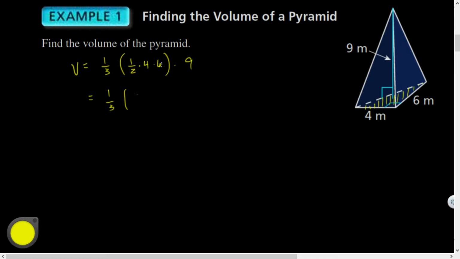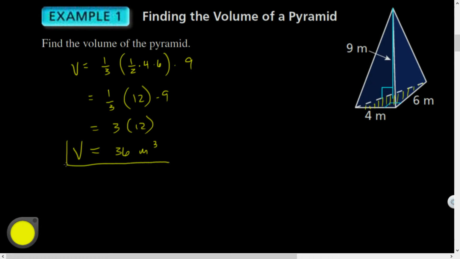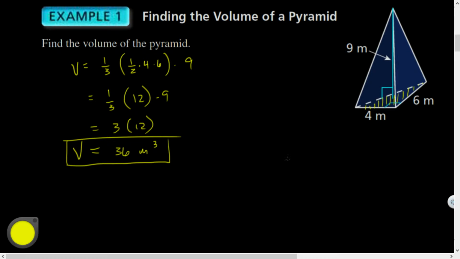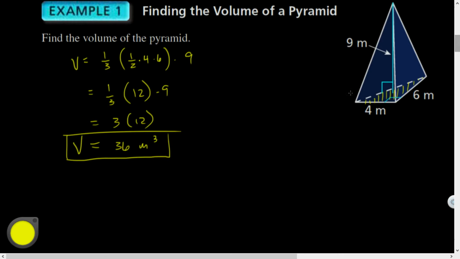Half of 4 is 2. 2 times 6 is 12. And 1/3 of 9 is 3. And 3 times 12 is 36. So the volume is going to be 36 meters cubed. Whichever way you want to multiply that by the commutative property, I'm fine with it. So to find the volumes of these pyramids, it's not all that crazy. Let's give ourselves a little bit of work today.